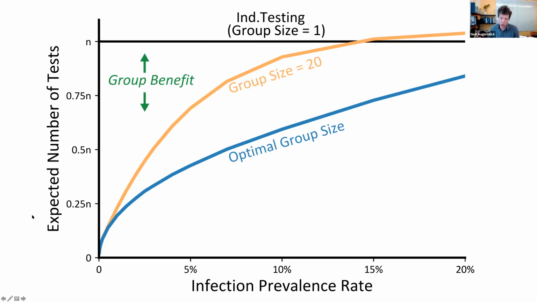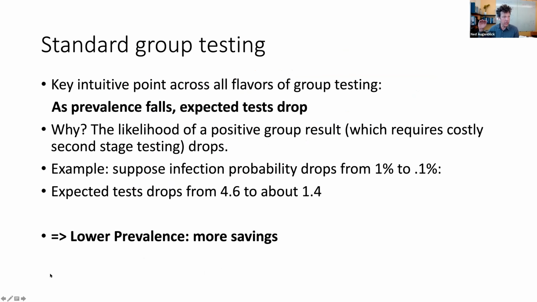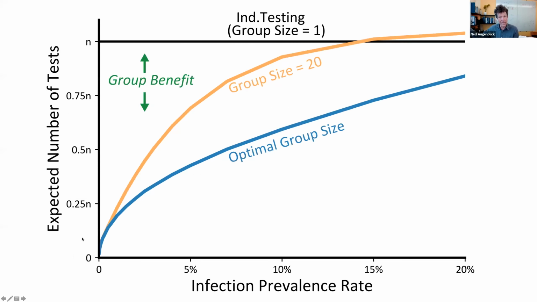Okay, so this is just a quick graph to give you an idea. Broadly speaking, you can just see the relationship. If you look at the y-axis here, it's the expected number of tests where n is the size of the group. So in the example I gave, it would be 20. On the x-axis is the infection prevalence rate. And what you should just know is basically if you're doing individual testing, you obviously have to use n tests. But as you're using group testing, the number of tests drops lower and lower.